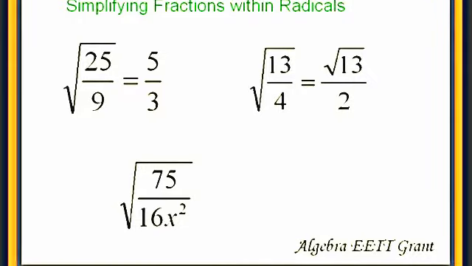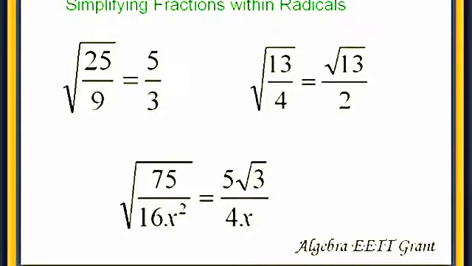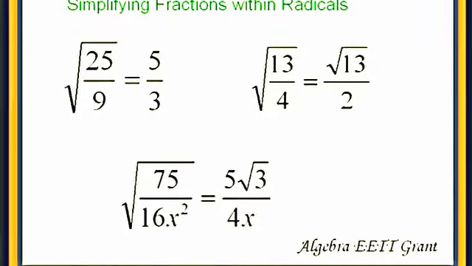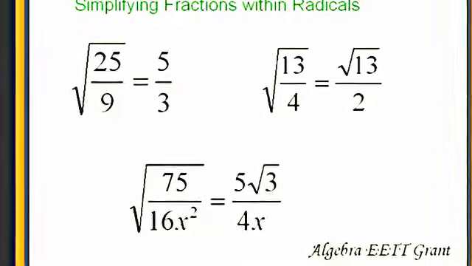Now we've got to worry about those variables as well. So how do we do something like this? Well, square root of 75, that's one we just did a moment ago, and we learned that it is 5 square roots of 3. And the square root of 16x squared, well, the square root of 16 is 4, and the square root of x squared, what two things just alike does x squared break up into? Well, it's x. So the answer is 5 square roots of 3, all divided by 4x.